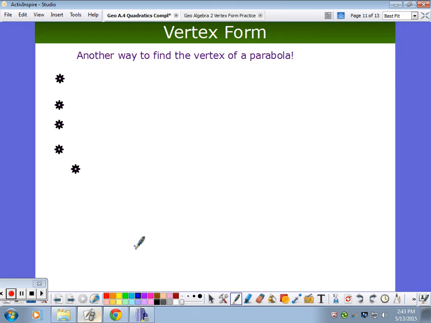The problem that most people have, and I keep getting the same question, is how do you get the axis of symmetry? How do you get the vertex? It seems to be a lot of trouble with that. So, another way to find the vertex of a parabola: you don't have to use x equals negative b over 2a. It's the same thing. You don't have to plug it in to find the y value. Yay! We're going to use vertex form.